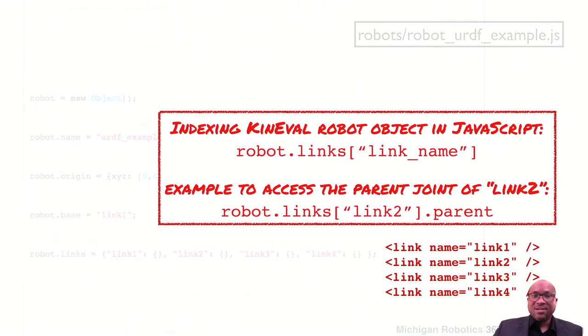We note that when we're indexing into a particular link for the robot object in JavaScript, we can access that link by saying robot.links and then in brackets using a string to specify the link name, and then we can access any attribute of the link inside of that object by putting dot and the name of the attribute. So in this case, if we want the parent joint of link two, we can express it using this expression here.